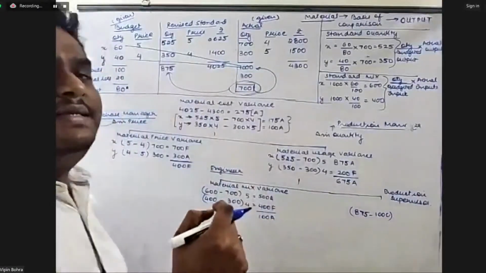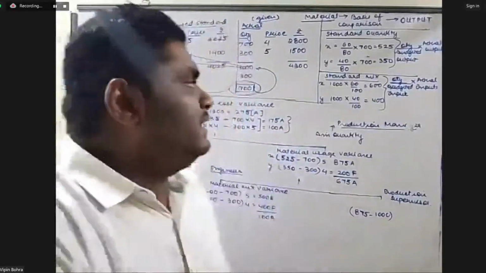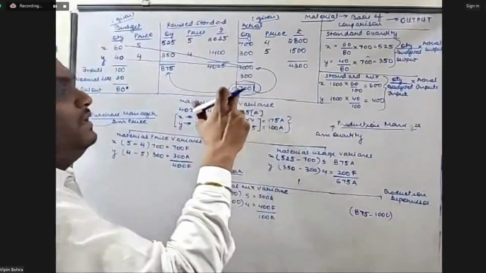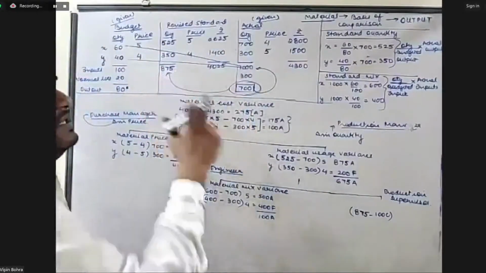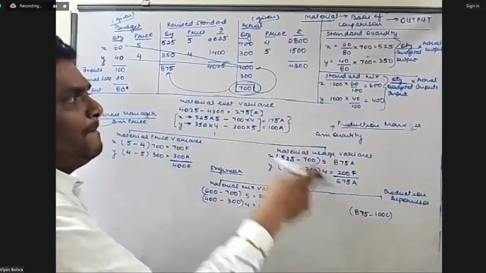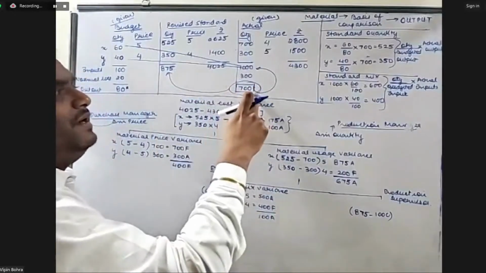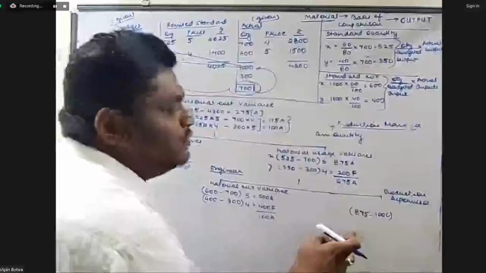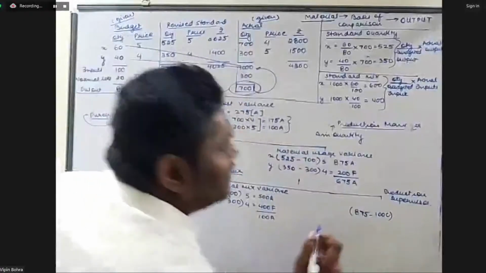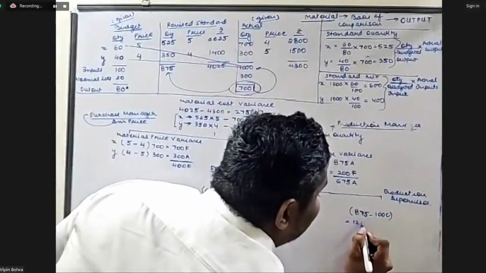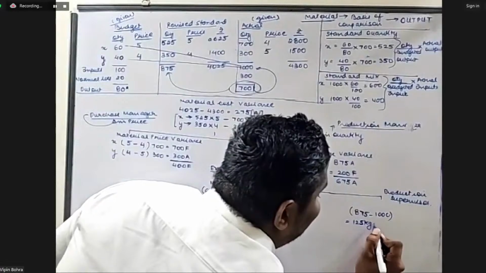I repeat again, guys, the Hindi explanation, कि ये जो 700 units हैं, ये कितने raw material में बन जाना चाहिए था, 875 kgs. But to manufacture these 700 units, how much quantity we actually use? कितना हमने use किया? 1000 kgs. How much extra kgs we consume? 125 kgs.